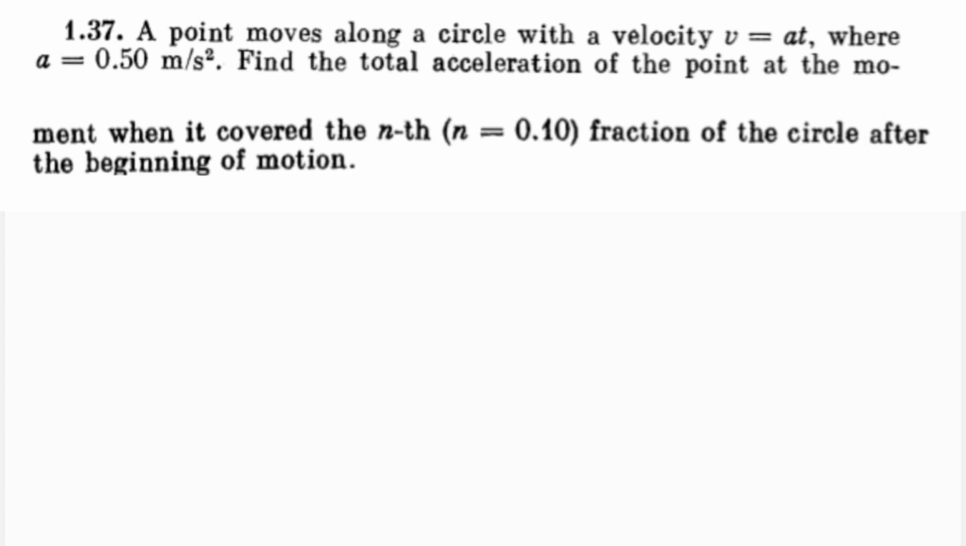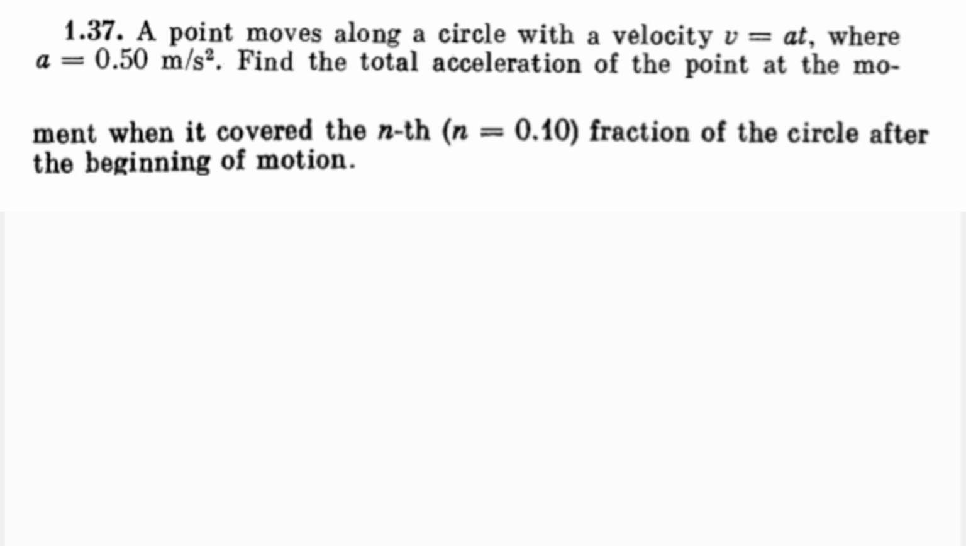So we are dealing with the second example in this segment, which is circular motion, and we are dealing with problem number 1.37. Here the problem is asking us: a point moves along a circle with velocity v equals alpha t, where alpha equals 0.5 meter per second square.